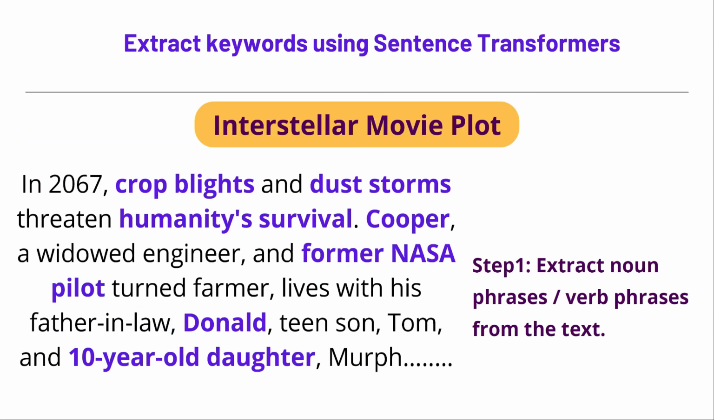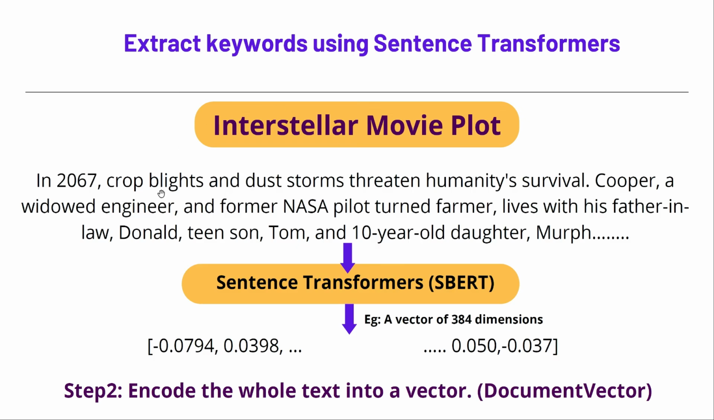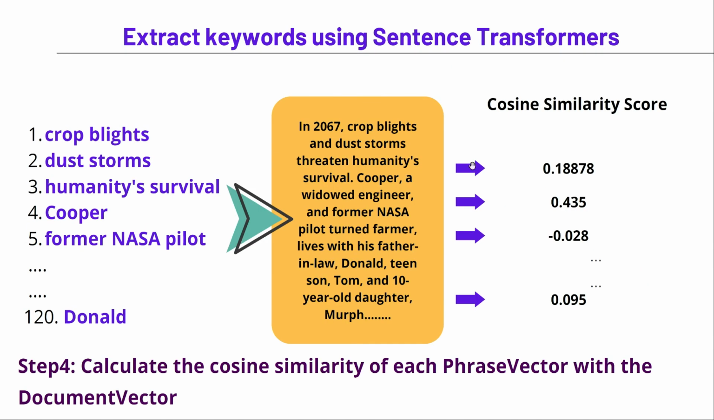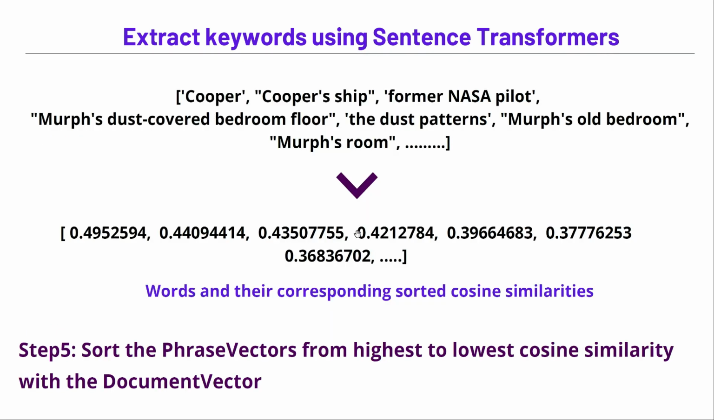And just to recap everything again, in the first step we extract all the potential noun phrases or verb phrases, and then we convert the whole context into a vector. Then we convert each of the noun phrases or verb phrases into a vector. Then we calculate the cosine similarity of each potential key phrase with the whole document vector. Now you sort them by the similarity of their scores from highest to lowest. So essentially these are the key phrases corresponding to the given document.